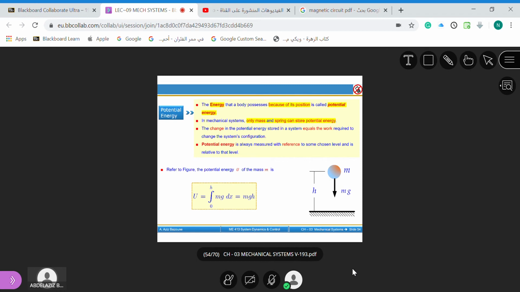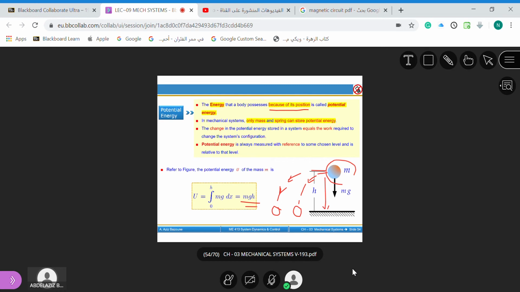Potential energy is due to the position. Here, m is displaced and will fall down by an amount h. So the potential energy will be simply mg times h. It doesn't matter, it's a conservative force. So it doesn't matter whether it falls like this or like this. It does not depend on the path. The path is not important. So that's why we call it a conservative force. mg is a conservative force, so the amount h is always the same h.